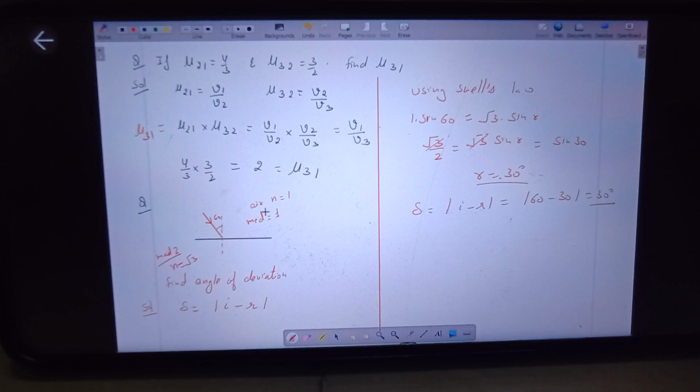Why is the formula written with the modulus? Because in case r is greater than i, we will take the positive value only. The final deviation will be r minus i. Yes.